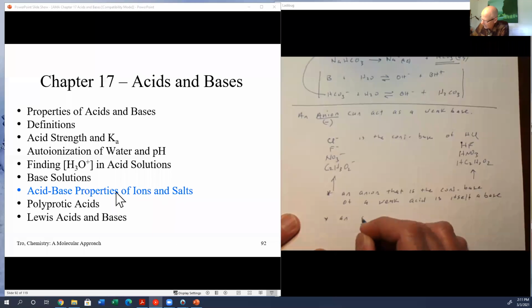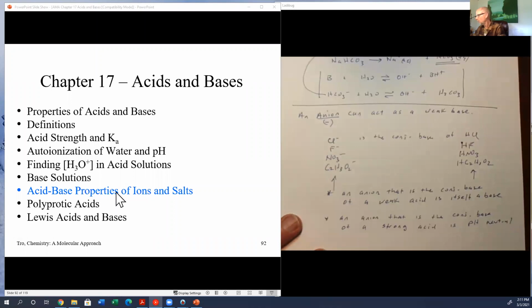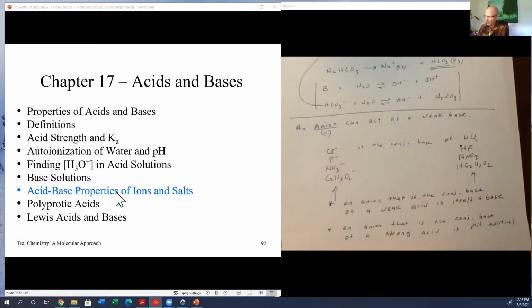But an anion that is the conjugate base of a strong acid is pH neutral. All right. So let's look at, I'll do it with my pen. Let's look at the anions that we wrote right here, and let's classify them.